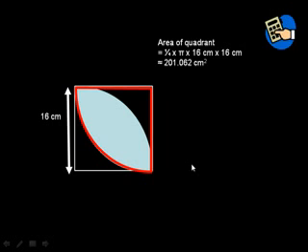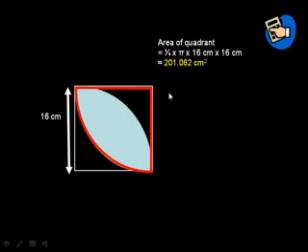At this point, I want to highlight to you that if the final answer wants you to leave your answer to 2 decimal places, you have to ensure that your intermediate answer, in this case 201.062, you need to leave to 3 decimal places.